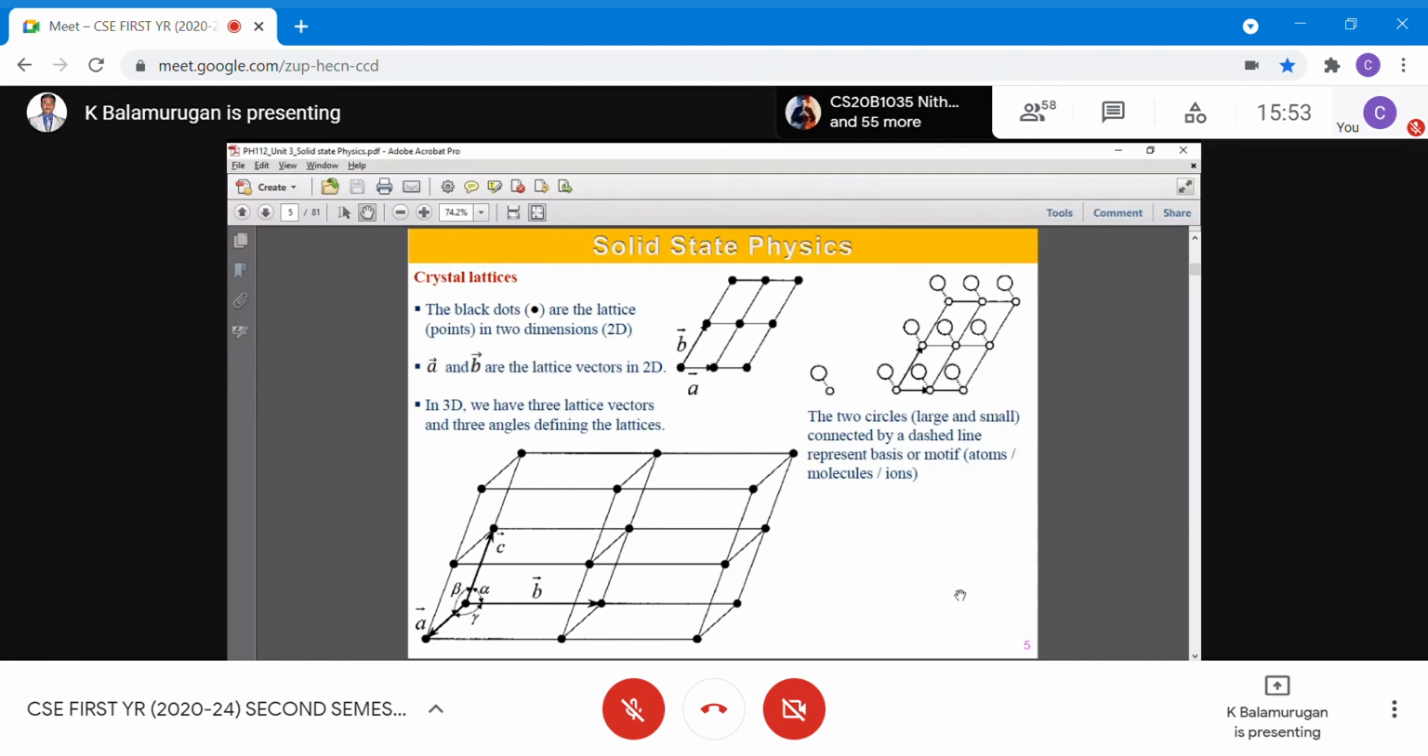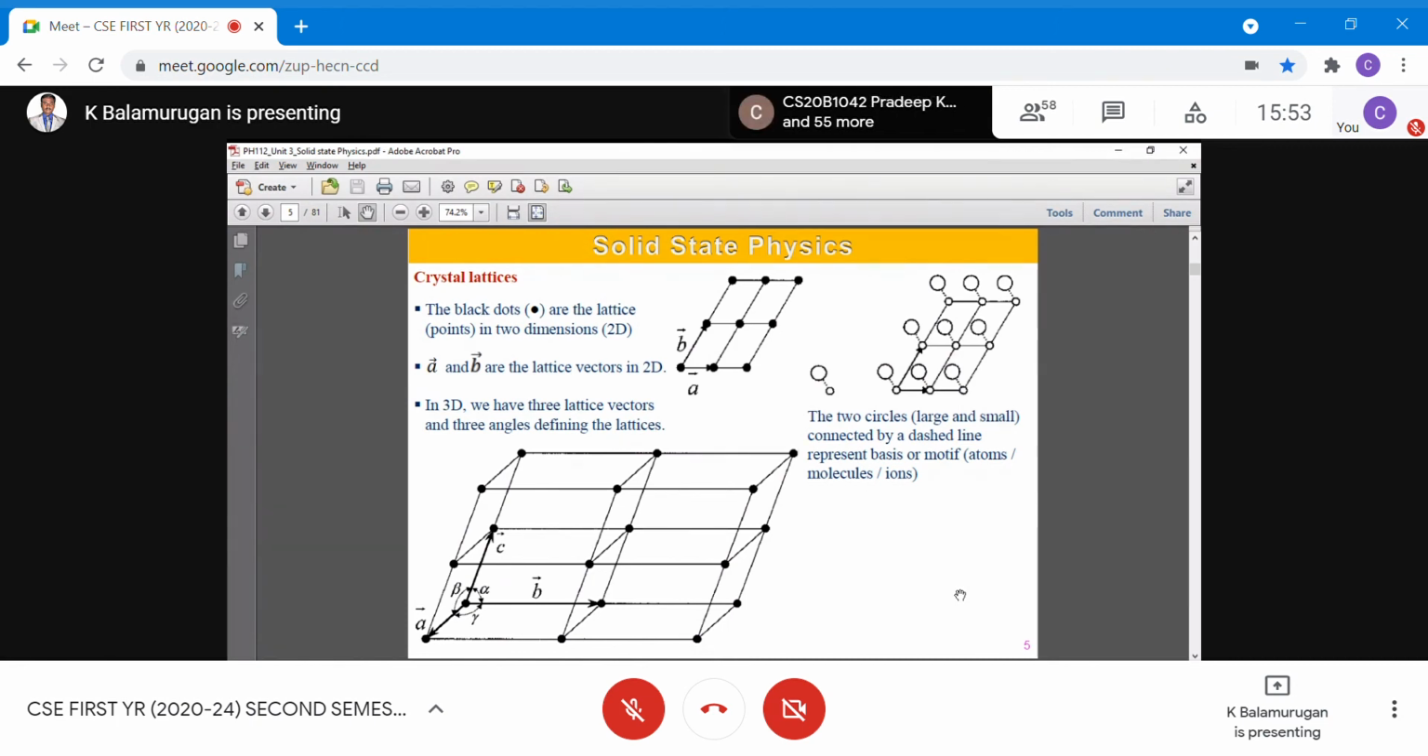If you imagine you arrange points periodically, it means the distance between any 2 points is the same in one particular direction, and the distance between any 2 points in another direction may be different from the other direction, but it should be the same in that particular direction. Similarly, in the third direction also, or sometimes in all 3 directions, the distance between any 2 neighboring points will be the same. Like that, you arrange points. So that is called a lattice. The arrangement of points in space is called a lattice.